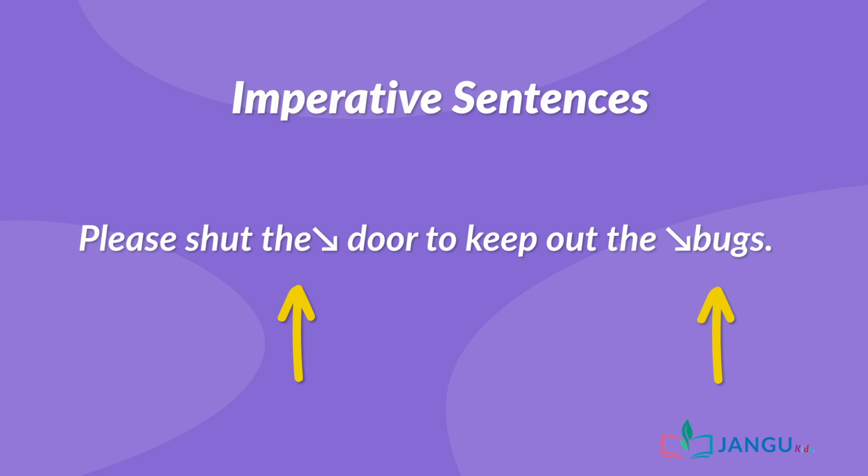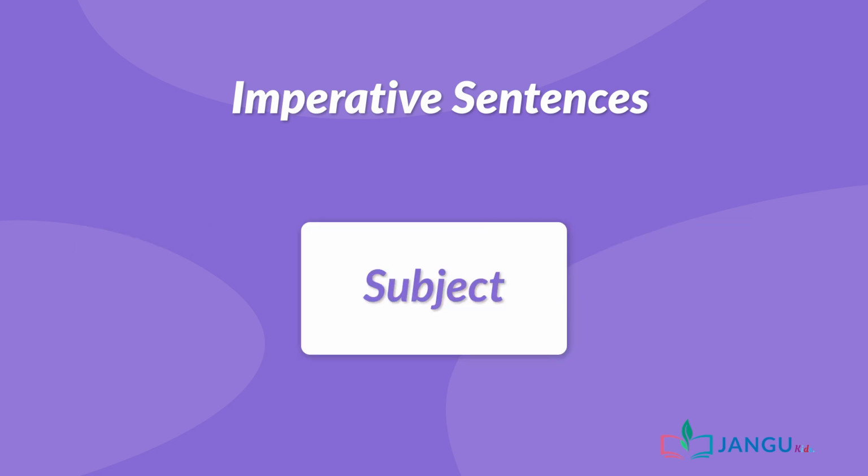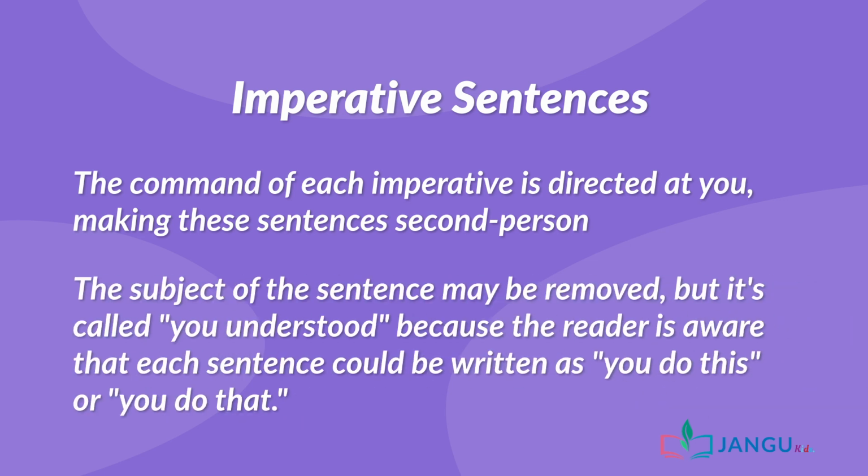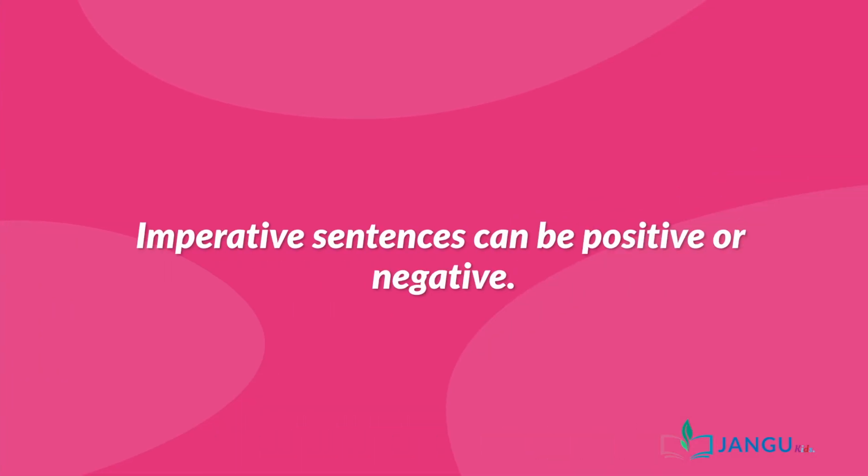You can identify an imperative sentence because it appears to be missing a subject. However, the command of each imperative is directed at you, making the sentence's second person. The subject of the sentence may be removed, but it's called you understood because the reader is aware that each sentence could be written as you do this or you do that. Imperative sentences can be positive or negative.